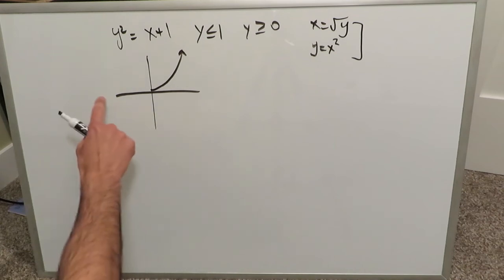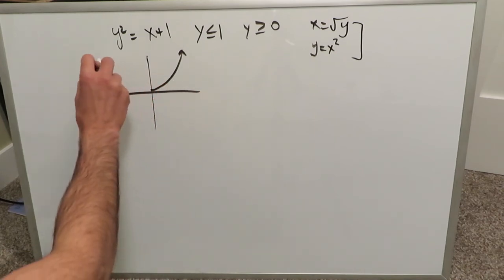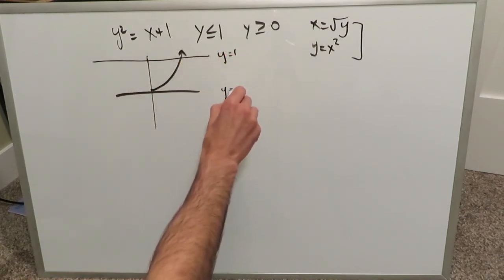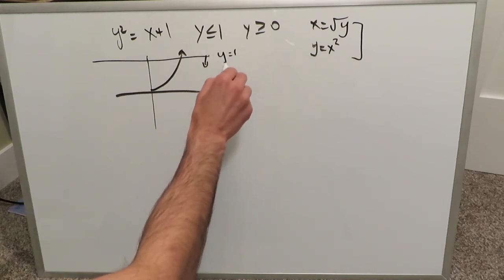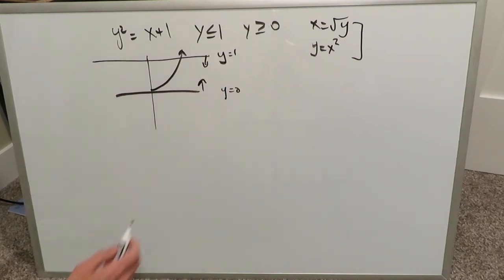Y is greater than or equal to 0. You have this x-axis line, you're looking at values above it, but y is less than or equal to 1. Let's draw this. Y is equal to 1, and here we've got y equals 0. We're looking at values below the y equals 1 line, and values above this y equals 0 line.